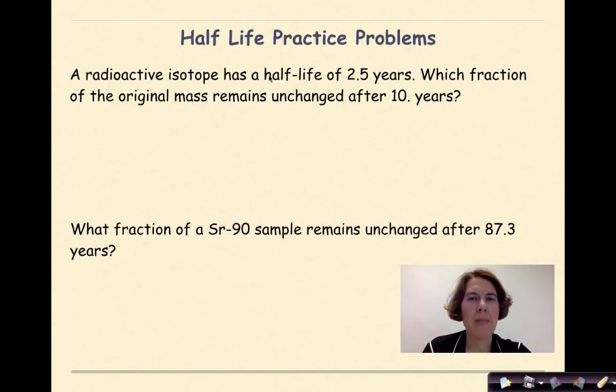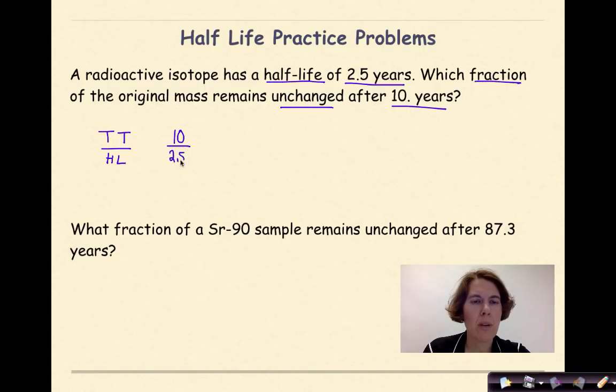Okay, let's do a couple of half-life practice problems. Let's look at the first one together. A radioactive isotope has a half-life of 2.5 years. What fraction of the original mass remains unchanged after 10 years? So this is what we're going to do. We're going to take the total time, so we're just going to call that TT, and divide that by the half-life, HL. So the total time here is 10 years, and we're going to divide that by the half-life, which the problem states is 2.5 years. And if we do 10 divided by 2.5, we're going to find that that is 4.